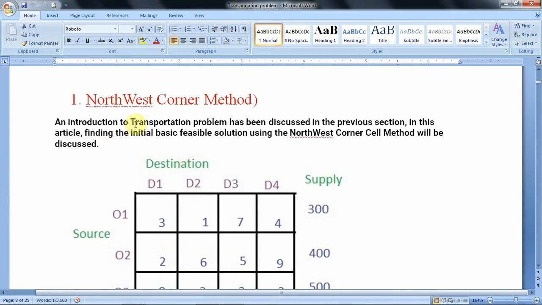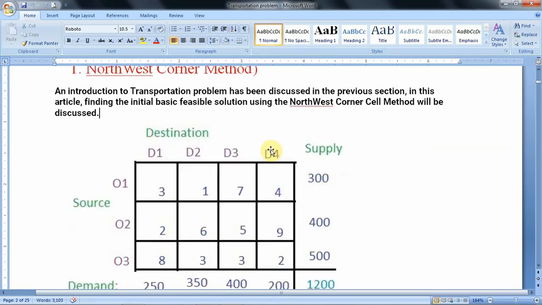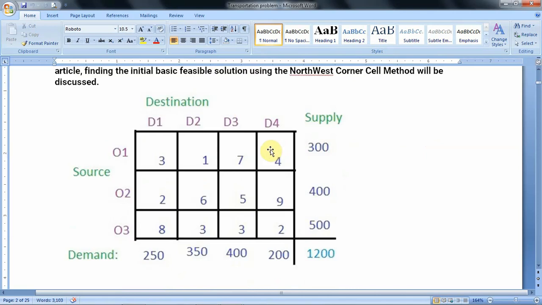Next, what is the method? The first method is the northwest corner method. So how to solve a given transportation problem by using the northwest corner method? An introduction to transportation problem has been discussed in the previous section. Finding the IBFS by using the northwest corner cell method will be discussed through a problem that is very easy.